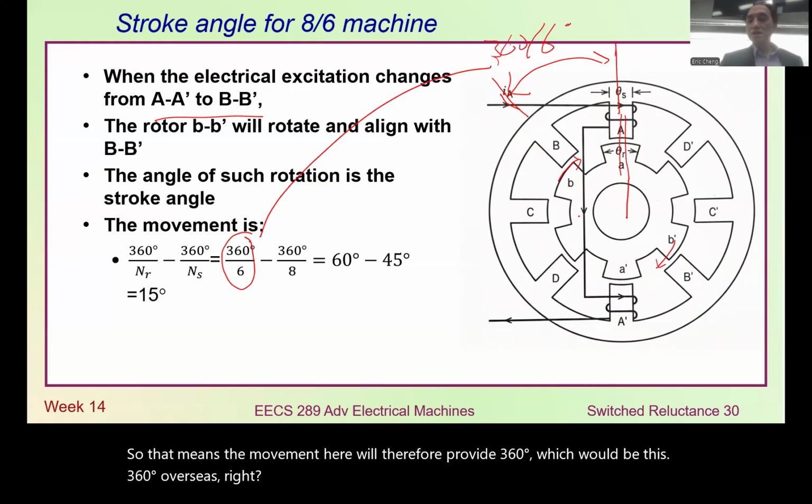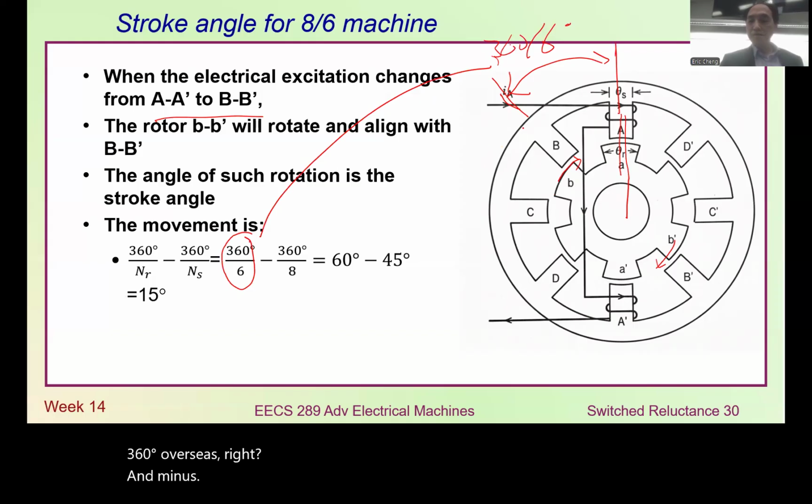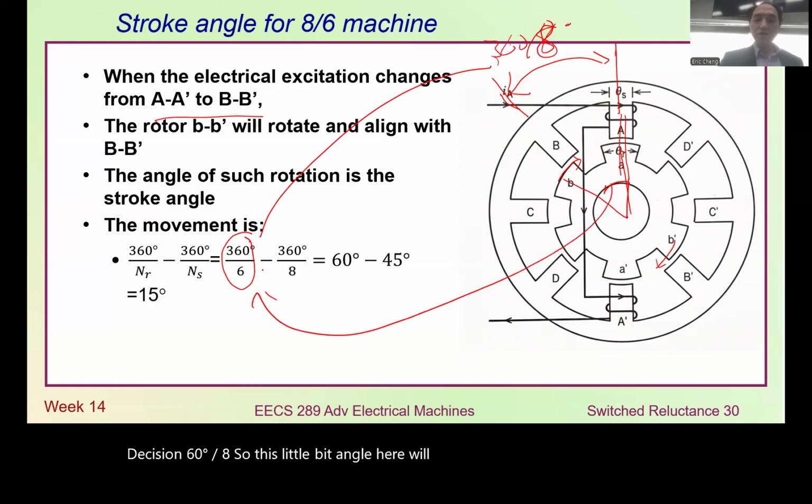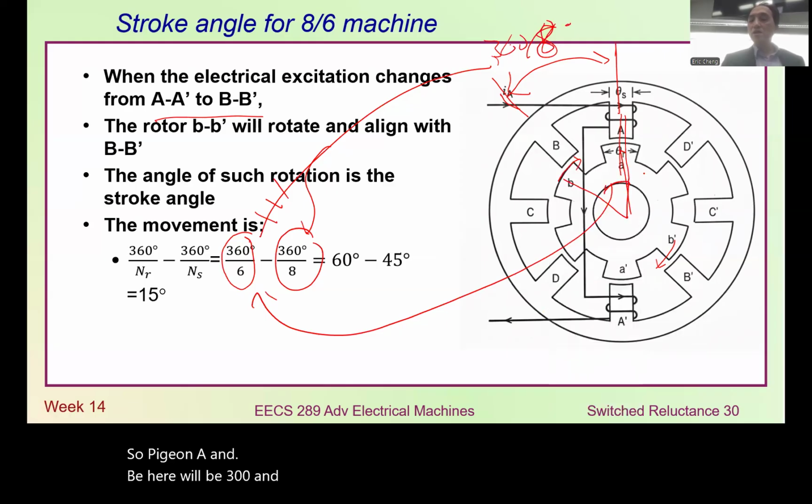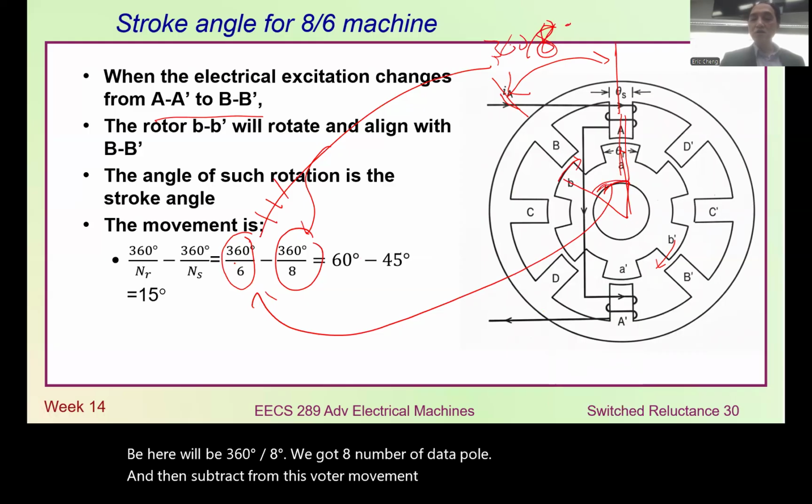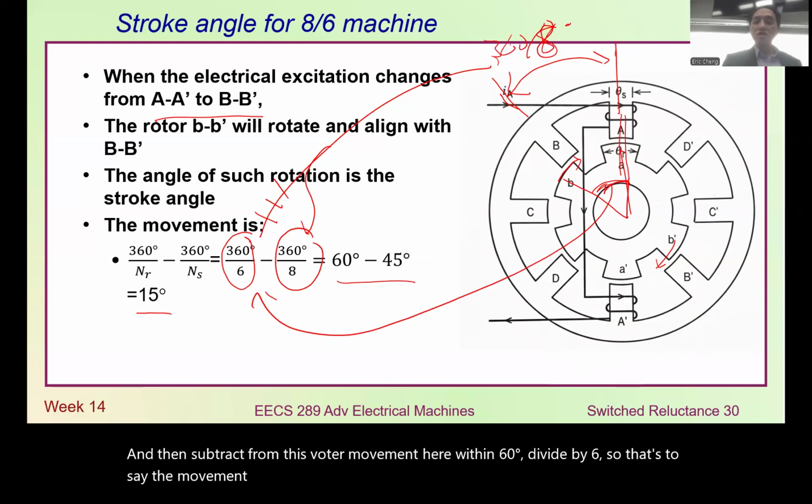And then minus 360 degrees over 8. So between A and B here will be 360 degrees over 8 because we have 8 stator poles. And then subtract from this the rotor movement here, which will be 360 degrees divided by 6. So that's to say the movement here will be 15 degrees. Okay, so that's what we can observe.